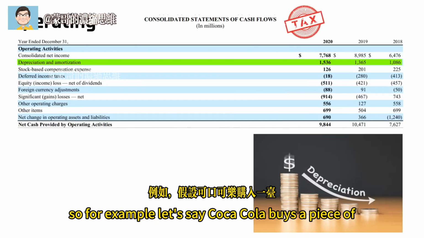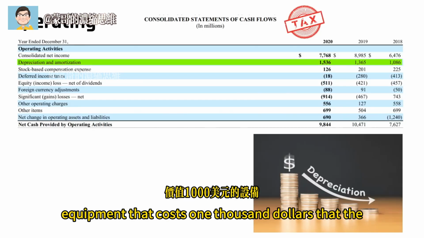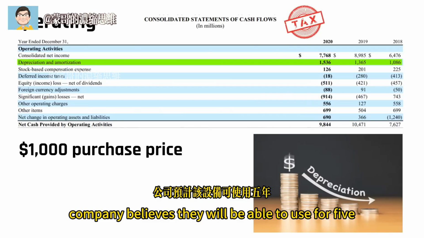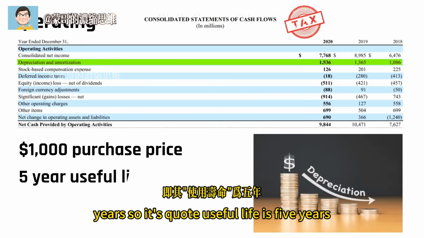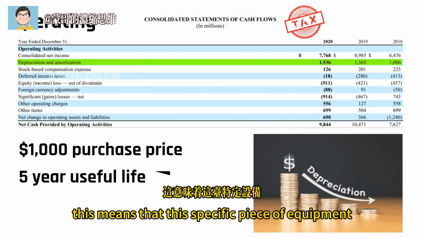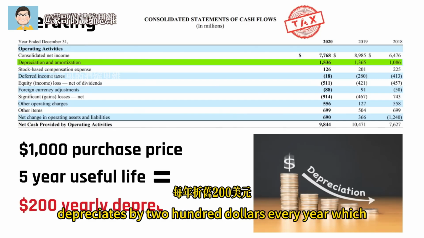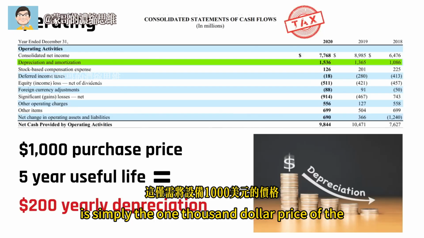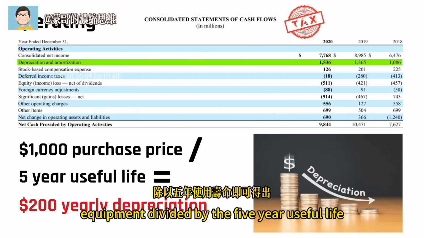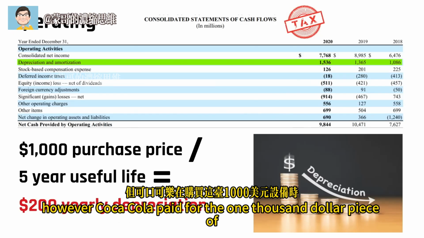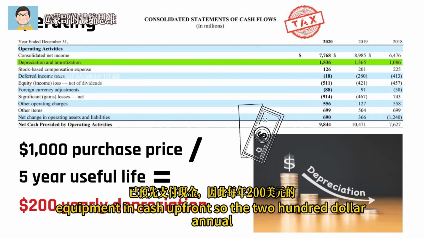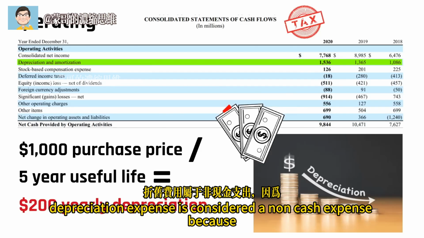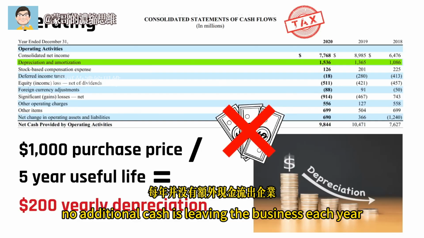So for example, let's say Coca-Cola buys a piece of equipment that costs $1,000 that the company believes they will be able to use for 5 years. So its, quote, useful life is 5 years. This means that the specific piece of equipment depreciates by $200 every year, which is simply the $1,000 price of the equipment divided by the 5-year useful life. However, Coca-Cola paid for the $1,000 piece of equipment in cash upfront, so the $200 annual depreciation expense is considered a non-cash expense because no additional cash is leaving the business each year.